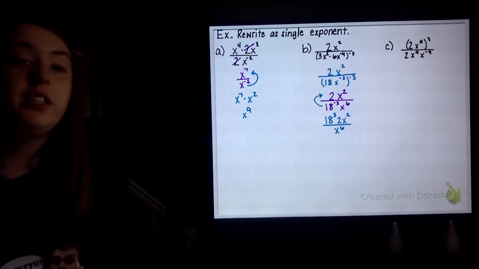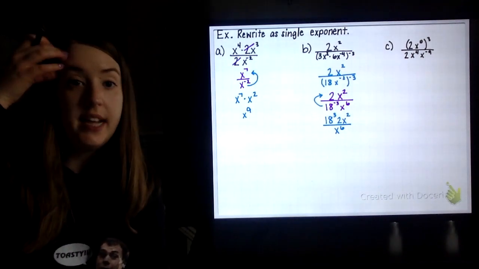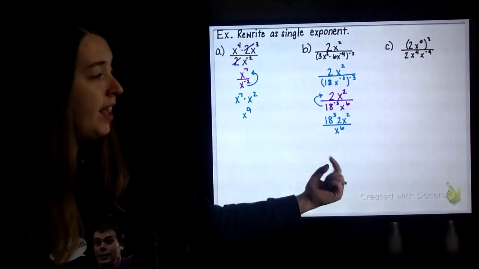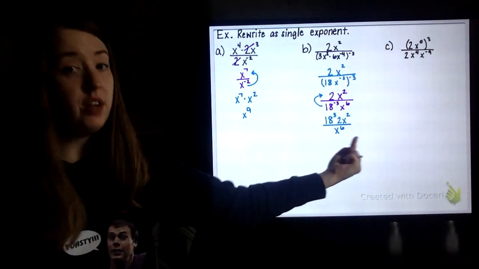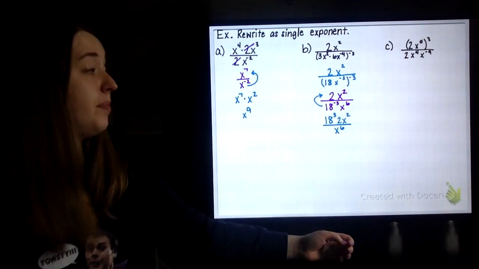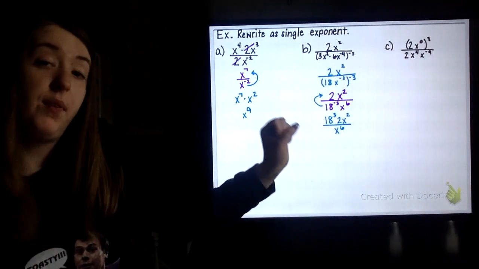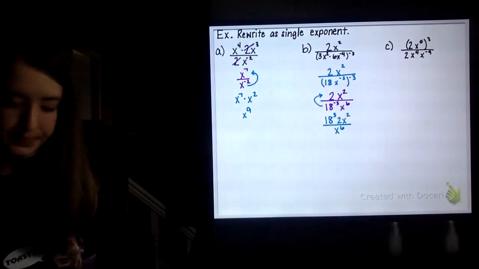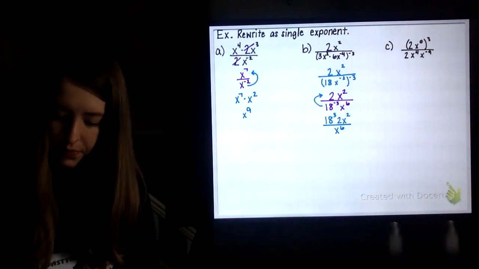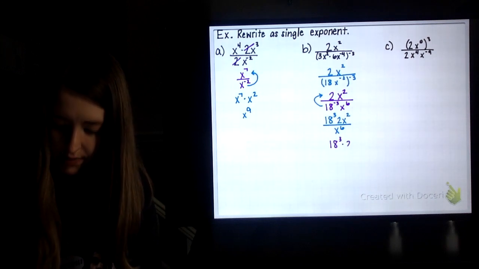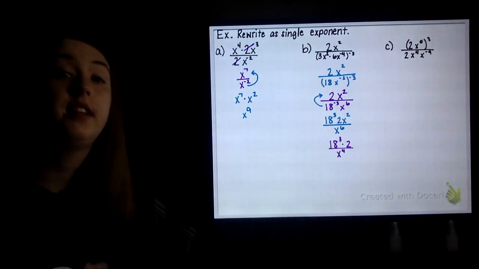So now what I like to do from here is visualize it. I have x times x on top, and then I have x multiplied by itself 6 times on the bottom. So 2 of those x's will cancel out. That means I'm left with 4 x's on the bottom. So I still have 18 cubed times 2, and then I have x to the fourth in the denominator.